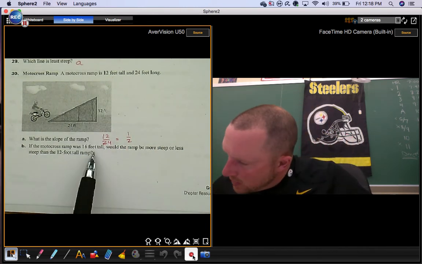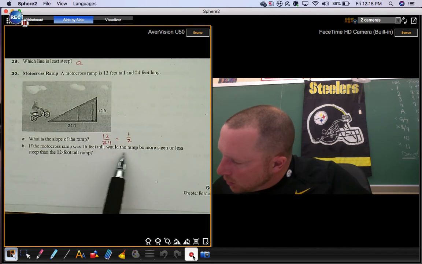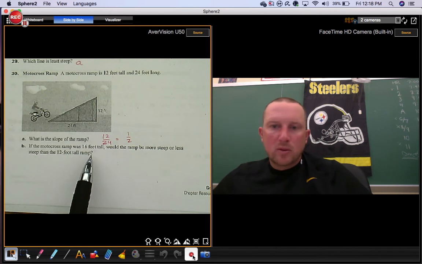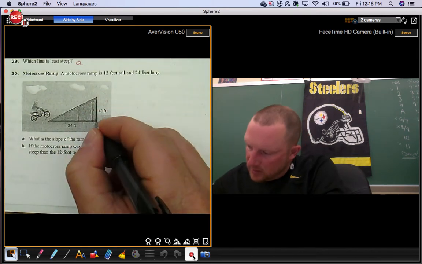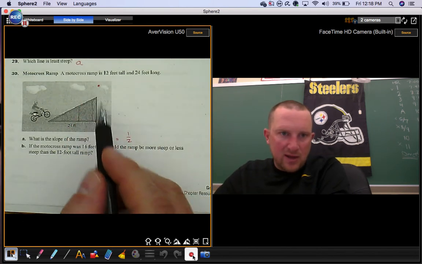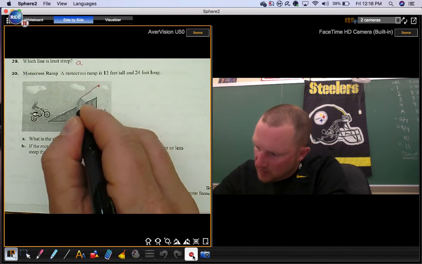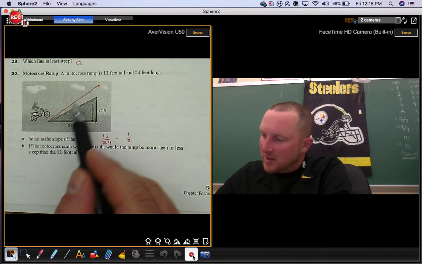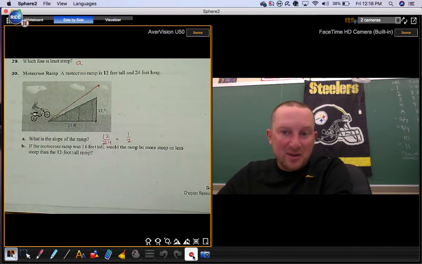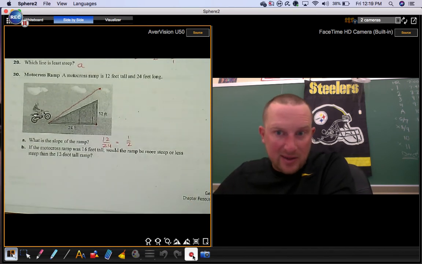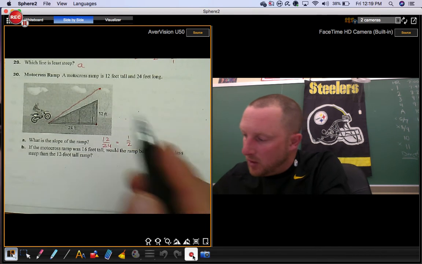If the motocross ramp was 16 feet tall, would the ramp be more steep or less steep than the 12-foot tall ramp? Well, if you increase from here to here, let's say that's the 16 feet above that, is this line going to be steeper or less steep? It's definitely going to be steeper going up this hill, right? So you could justify that mathematically, or you could just draw that little diagram like that. I think that's pretty easy to understand. But if not, it's not a big deal.